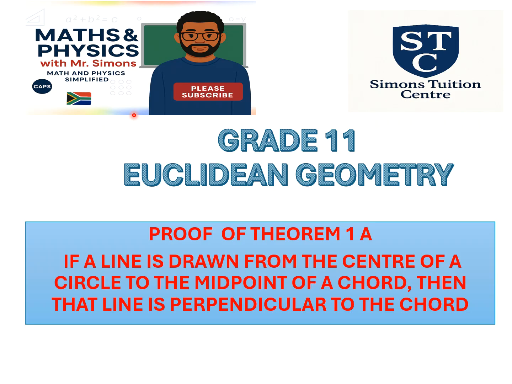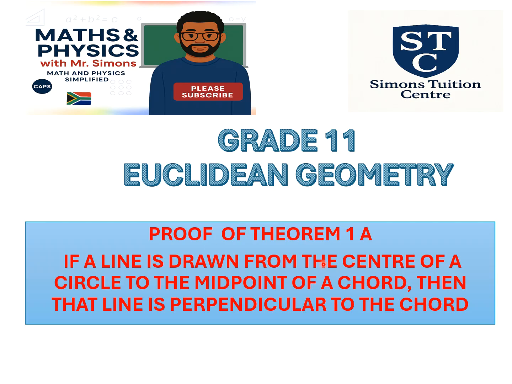So today I'm looking at grade 11 Euclidean geometry, and the first theorem and the proof of that, which is generally tested. They can test you on Theorem 1a or Theorem 1b. Theorem 1a goes as follows, and sometimes this is asked as a short question where you just have to fill in the missing words: if a line is drawn from the center of a circle to the midpoint of a chord, then that line is perpendicular to the chord.